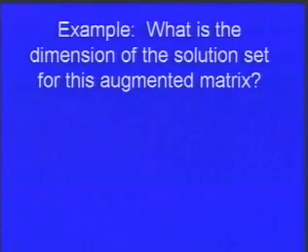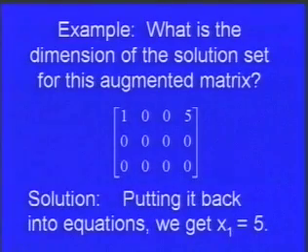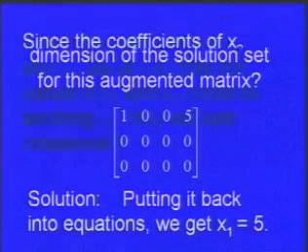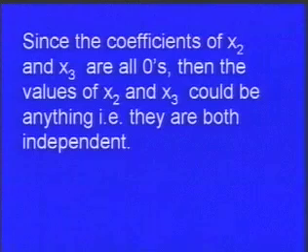All right, what's the dimension of the solution set for this augmented matrix? That one's looking pretty empty, isn't it? We have 1, 0, 0, 5 in the first row, and everybody else is a 0. Well, let's write out the solution. If we put it back into equations, we get that x1 was 5. We didn't have any information about x2 and x3, did we? Well, since the coefficients of x2 and x3 are all zeros, the values of x2 and x3 could be anything.